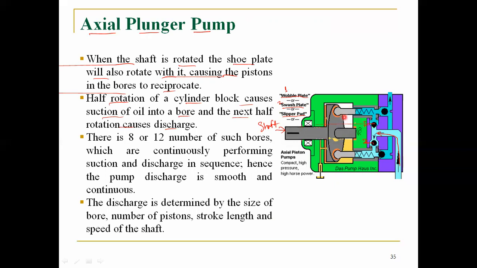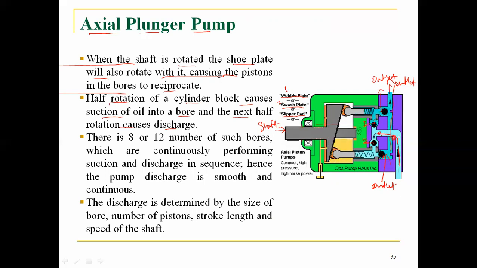So what will happen in the second half rotation? When the piston comes to the left side, it will expand. It will expand means the inlet valve will get closed, and this one will open. I will write this as outlet. This is the outlet. Here outlet happens means the oil will go from here to the delivery. So you can see that this is the inlet and the outlet is here.